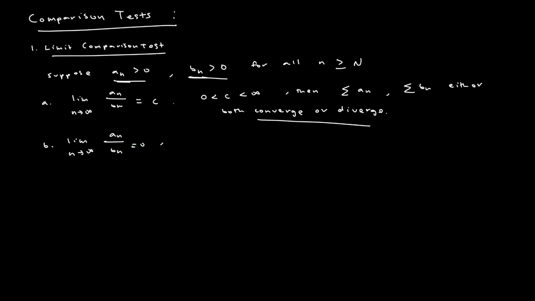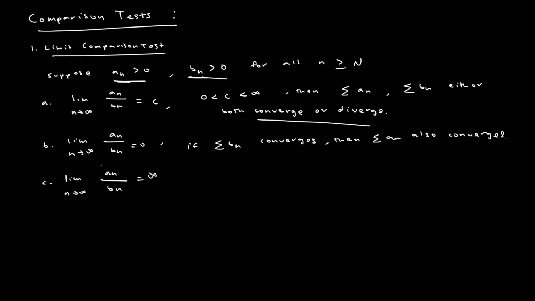So in this case, if the series of b of n converges, then the series of a of n also converges. Again, this is analogous to our integral limit comparison test. And then finally, and hopefully you guys can predict what this will state, if a of n divided by b of n is equal to infinity, so a is much faster growing, a larger order class of functions, then the series determined by b of n diverges if the series determined by a of n diverges.